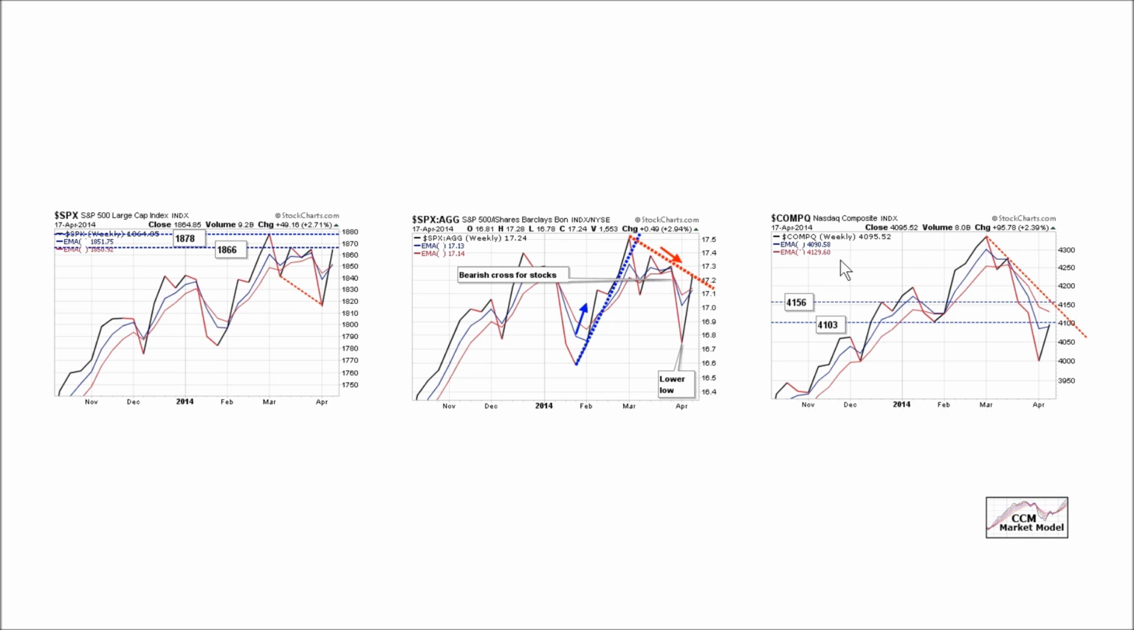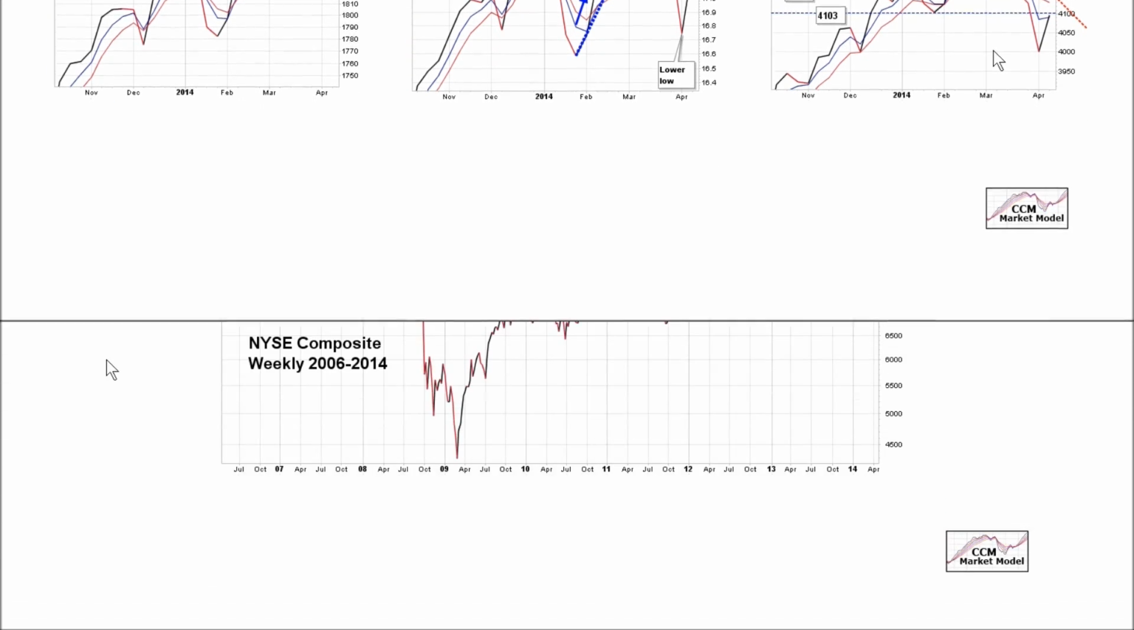The NASDAQ, as we noted before, is in a downtrend with the triple Qs. We also have potential resistance here at 4156. Potential resistance here, what once was support, may now act as resistance at 4103, and this trend line could also act as resistance here, and we still have a bearish moving average crossover in place.